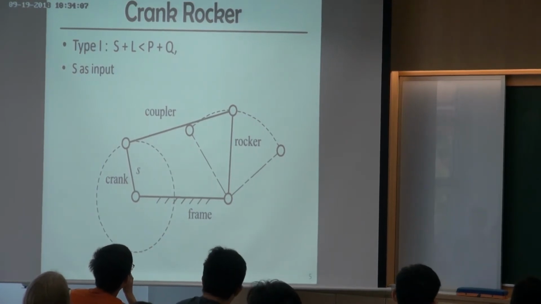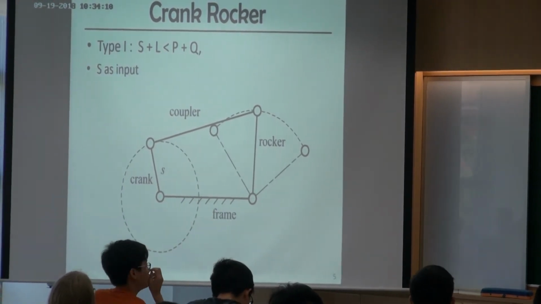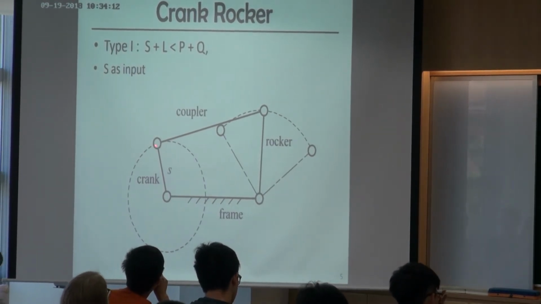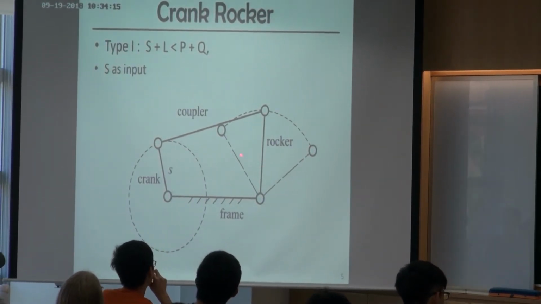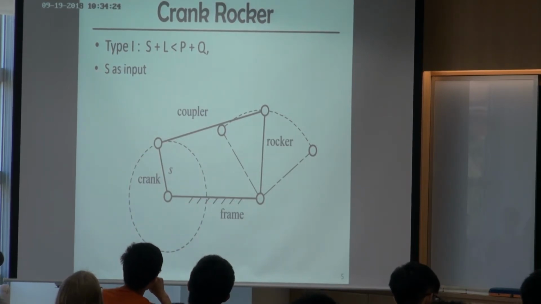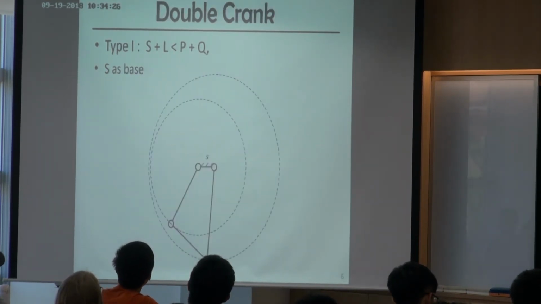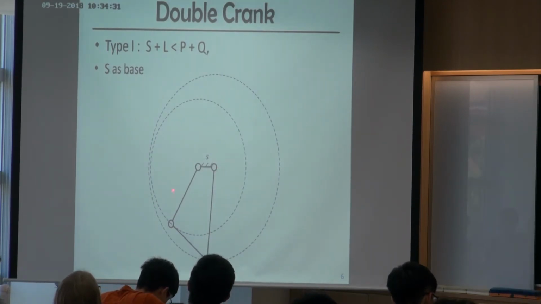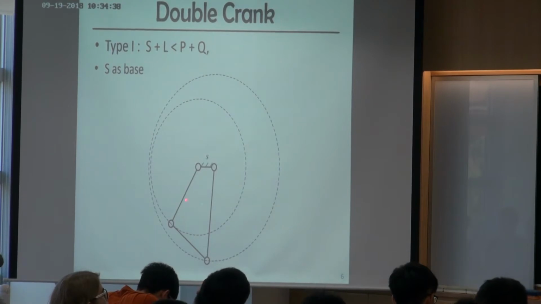So it's just what we've done with the model previously. Crank rocker is when the input can do a full rotational motion, and the output is doing a swinging motion. So we call this crank rocker. It belongs to type 1 and uses the shortest one as input. And the second case is we fix the shortest one, and you can use either this one or the longest one as driver. Then in either case, they can do a full rotational motion.